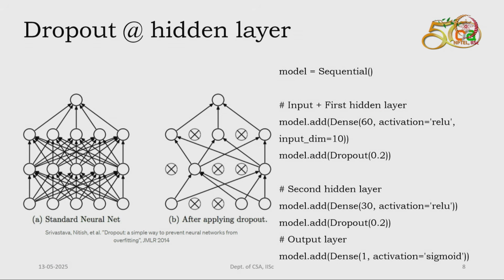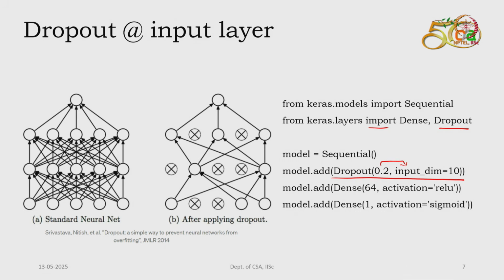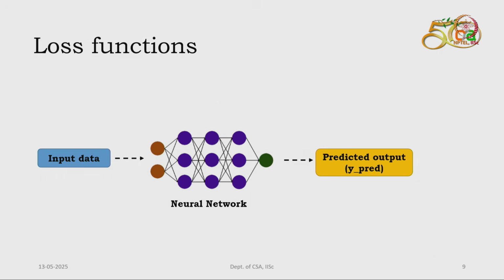Then the next important concept that we have discussed is that dropout can be added even at an input layer. How will you write it? Wherever we are specifying the input dimension, there you can write the dropout percentage that we want to include. Yeah. So this is all about that.